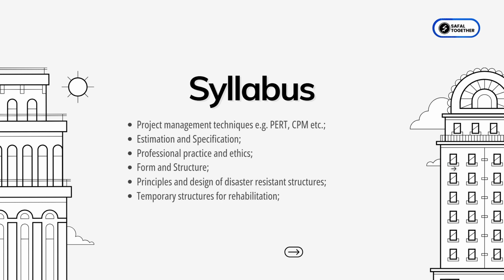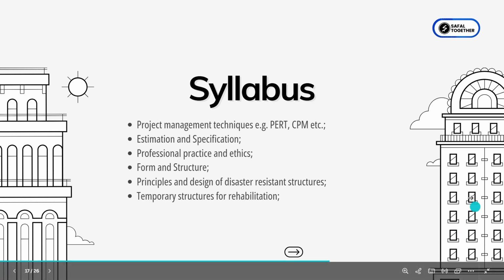Your syllabus includes project management techniques such as PERT, CPM, etc. There's estimation and specification, professional practice and ethics, form and structure, principles and design of disaster resistant structures, and temporary structures for rehabilitation. Under this, on an average, we have about 4 questions that come every year. 3 to 4 questions are a must.